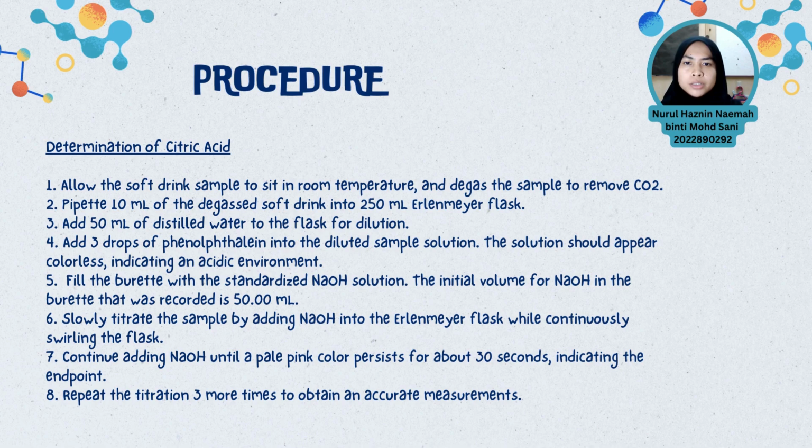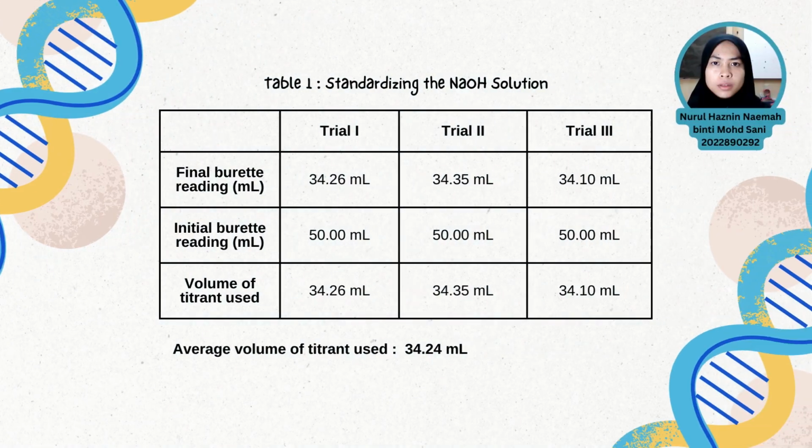Next, fill the burette with the standardized sodium hydroxide solution. The initial volume for sodium hydroxide in the burette was recorded as 15 ml. Then slowly titrate the sample by adding sodium hydroxide into the flask while continuously swirling the flask. Continue adding the sodium hydroxide until a pale pink color persists for about 30 seconds, indicating the end point. Lastly, repeat this titration 3 more times to obtain an accurate measurement.